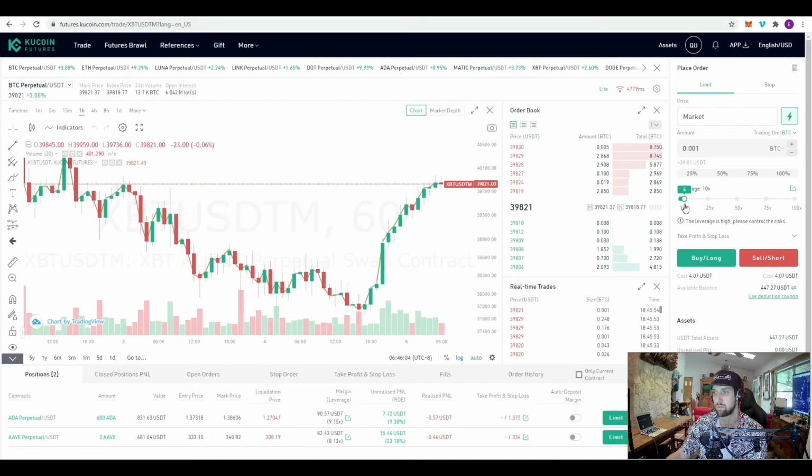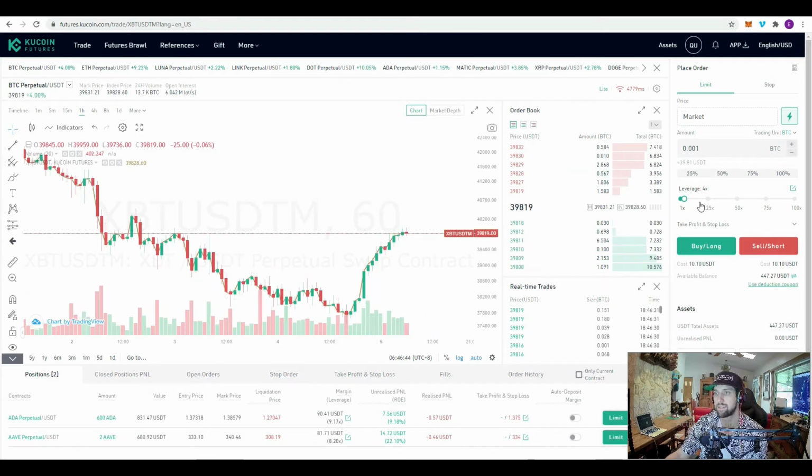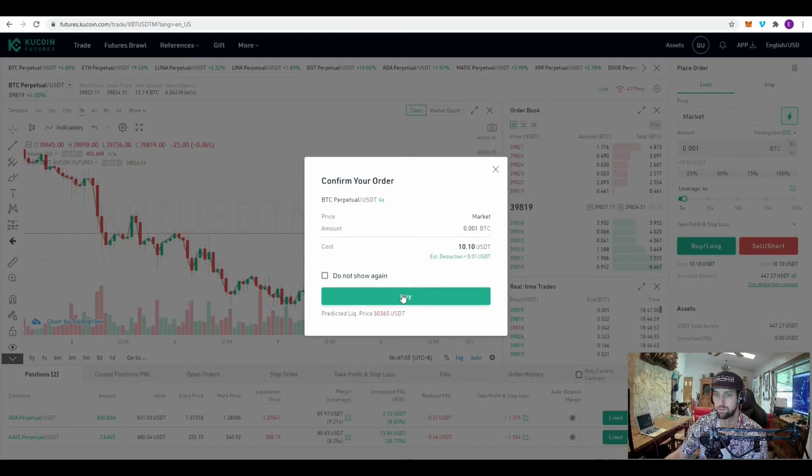But for this, we want to go with times 4. So the cost of this trade is going to be $10 for a times 4 leverage. Once we have all of that set up, you can either hit buy, which is going to add a long position, or you can sell, which is going to add a short position. A short position means that you would make money as price goes down. A long position would mean that you make money as price goes up. For the sake of this video, we're going to buy long, and you can confirm this price value.